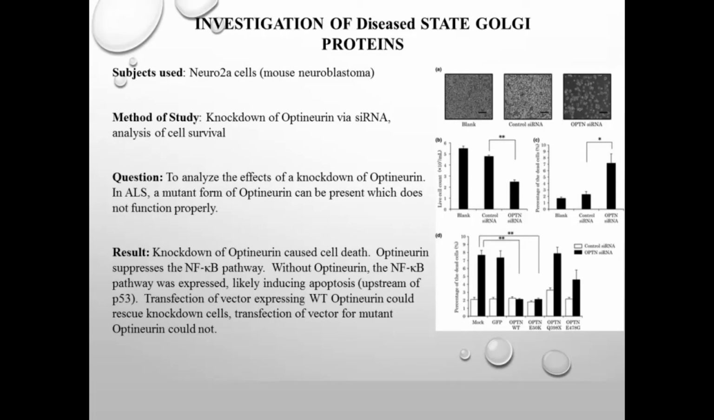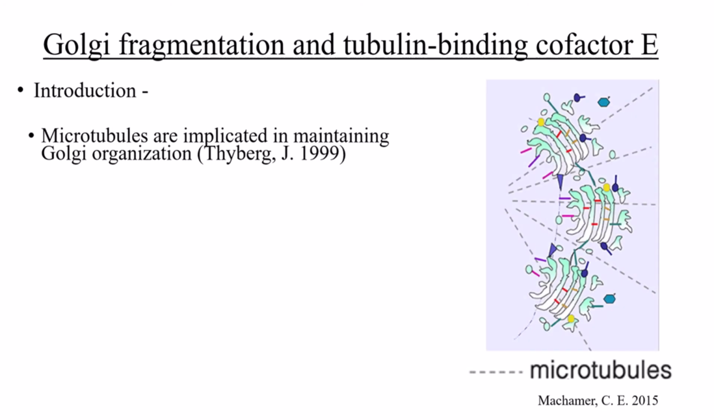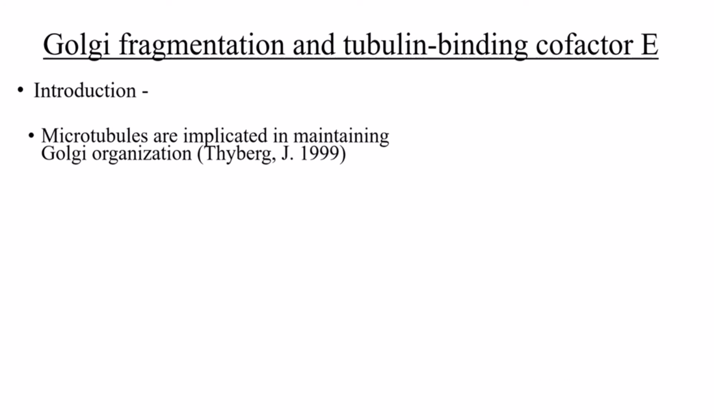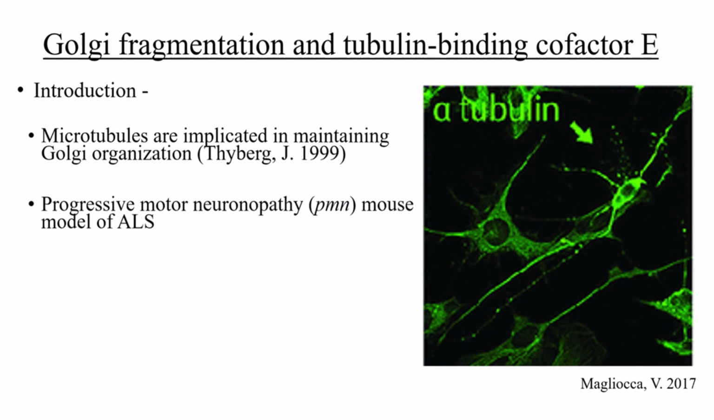Hello everyone, this is Keith, and as part of the group project, I'll be talking about Golgi fragmentation and tubulin binding cofactor E. So a brief introduction to the paper that I'll be talking about. Microtubules are polymers of tubulin, and they've been implicated in maintaining the Golgi organization, as you can see on the right. And just to show how prominent they are in neurons, these are neurons that have been stained with a tubulin-specific antibody. And in the paper, the authors use a progressive motor neuronopathy mouse model of ALS.